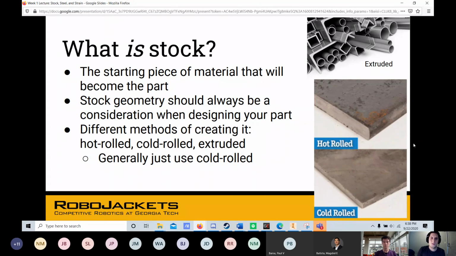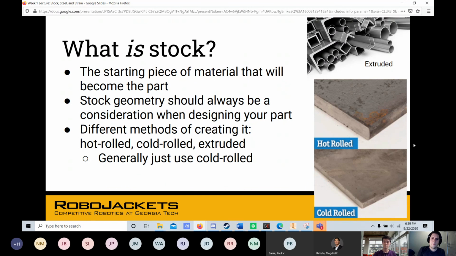So stock geometry is always going to be a primary consideration when you design the part. And eventually, once you start making part orders, you're going to have to start looking at what specifically is available to you with online metals. Midwest Steel, I think, is another one that we use. Each of them are going to have their own options, and some of them are going to be a little pricier than others.